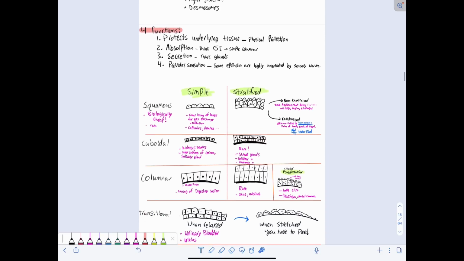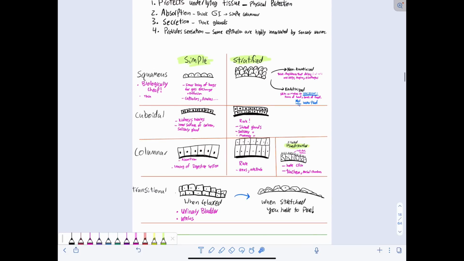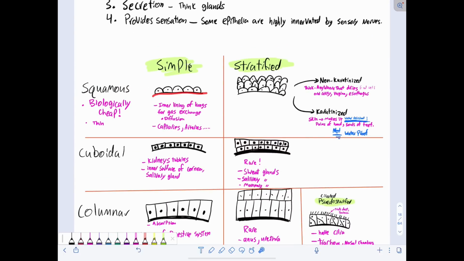So now let's get to the bread and butter of epithelial tissue, which is the cells that make up it. Okay, the cells that make up epithelial tissue, they come in four types. There's squamous, cuboidal, columnar, and transitional. Now, for these first three, you have simple or stratified. So simple means that if you look at the basement membrane, there's just one layer of cells on top of this basement membrane.